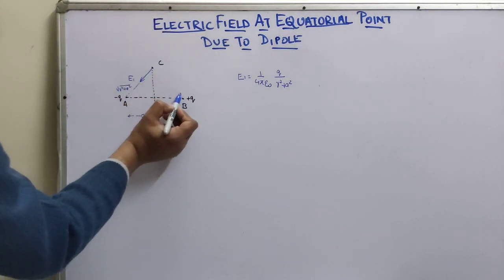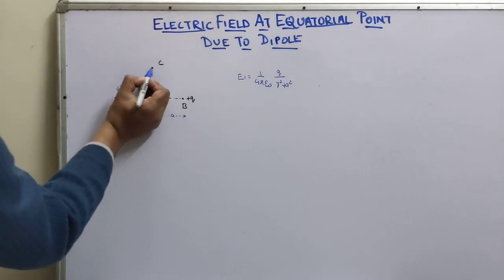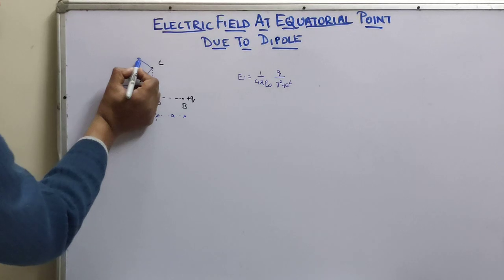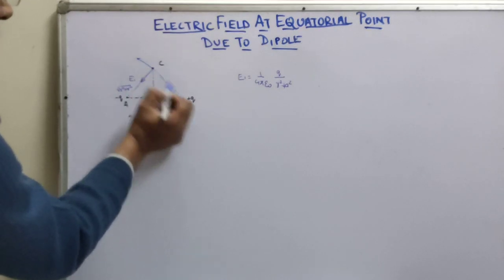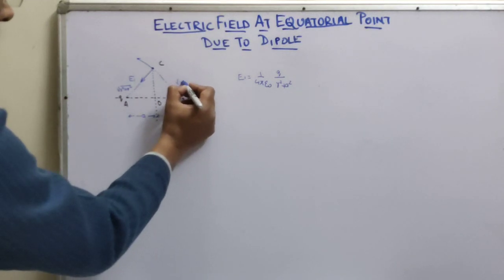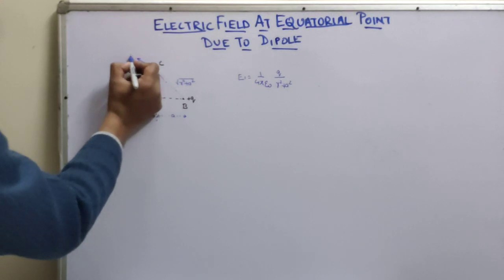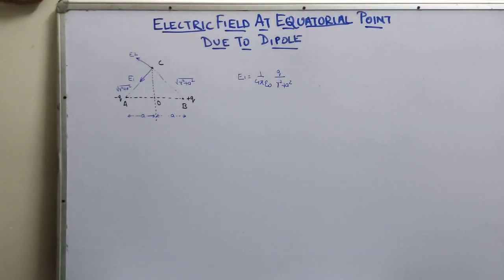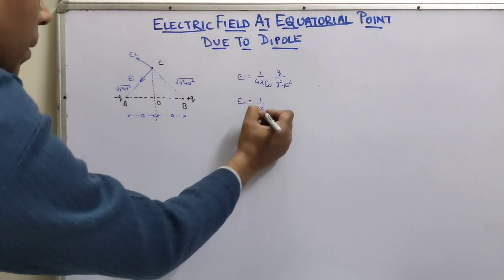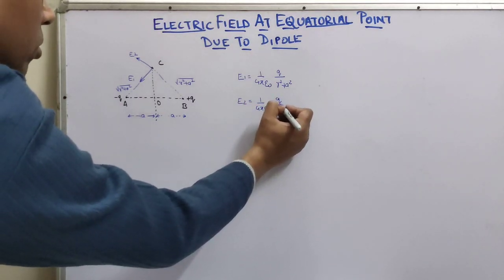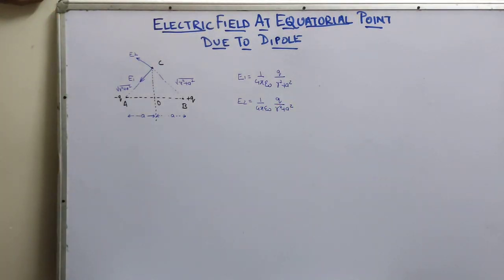Similarly, the electric field at point C due to the charge at point B will be in this direction, that is, away from the plus Q charge, and this distance again will be equal to under root R square plus A square. And if I denote this electric field strength by E2, then E2 will also be the same, 1 upon 4 pi epsilon naught Q upon R square plus A square.